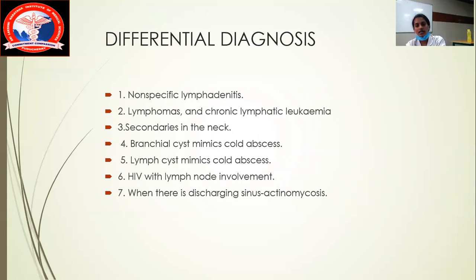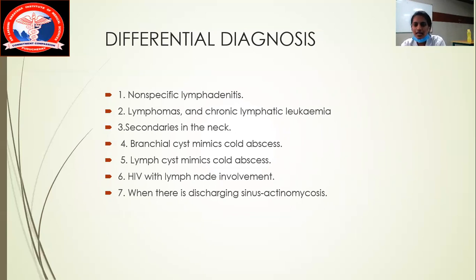So initially, I can say it is a non-specific lymphadenitis. I cannot immediately tell it is tuberculosis unless it's an endemic area. The second can be that the patient has lymphoma or chronic lymphatic leukemia. These people will also have a mimicking kind of cold abscess, but we can't tell it's a cold abscess.